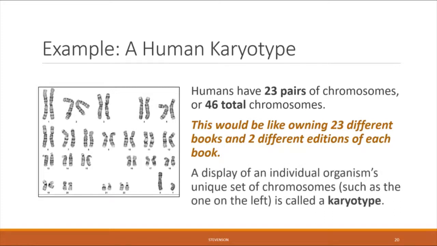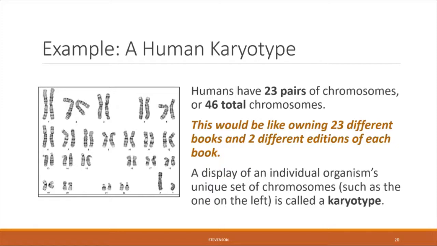And such a display of an individual organism's unique set of chromosomes is called a karyotype. From the karyotype, you can detect certain things. For example, you can see chromosomal mutations. If a person has an extra set of chromosomes or too few chromosomes, these sorts of mutations can be displayed.